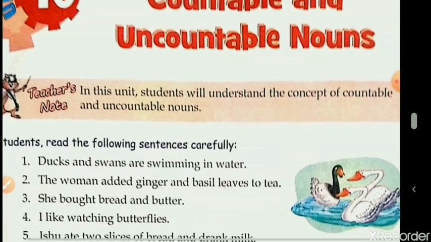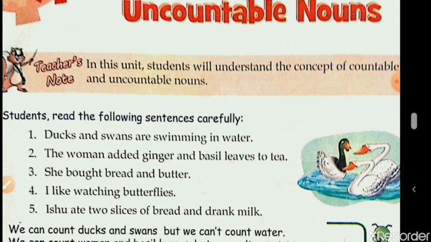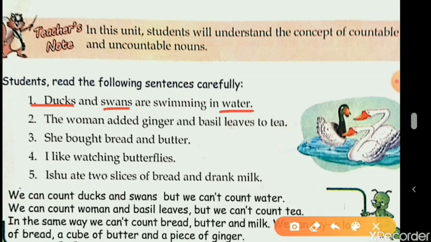Now, students, let's read the sentences carefully. Students, the first sentence says, ducks and swans are swimming in water. Now, first of all, let's identify the nouns in the sentence. First, ducks, noun, swans, noun, and water, noun. There are three nouns in the sentence, students. Ducks, swans, and water.